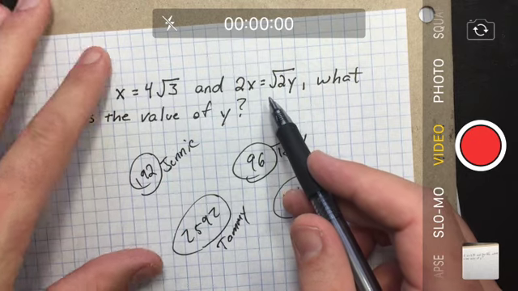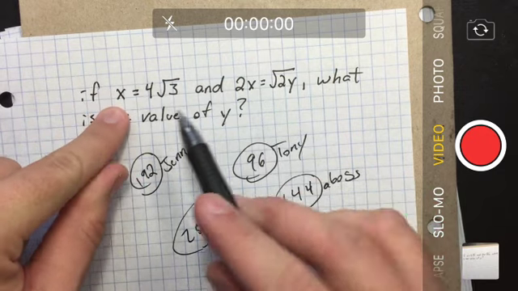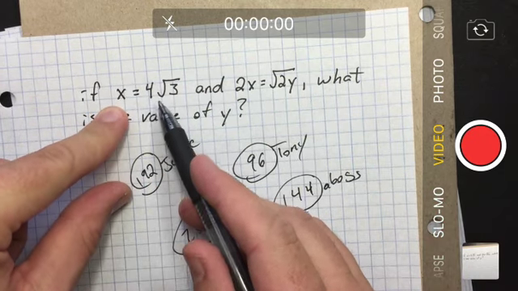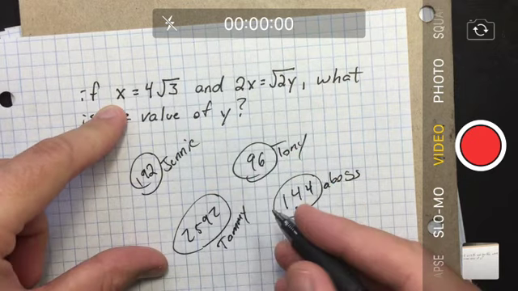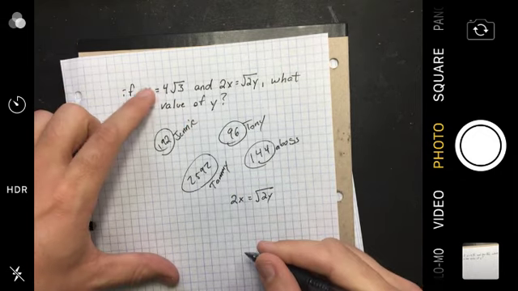One thing I noticed is that the second equation only has one variable in it, x, and it tells us what x is equal to. That could be pretty useful in this equation here. So if we start with just this second equation, 2x equals the square root of 2y, why don't we plug in what we know for x?